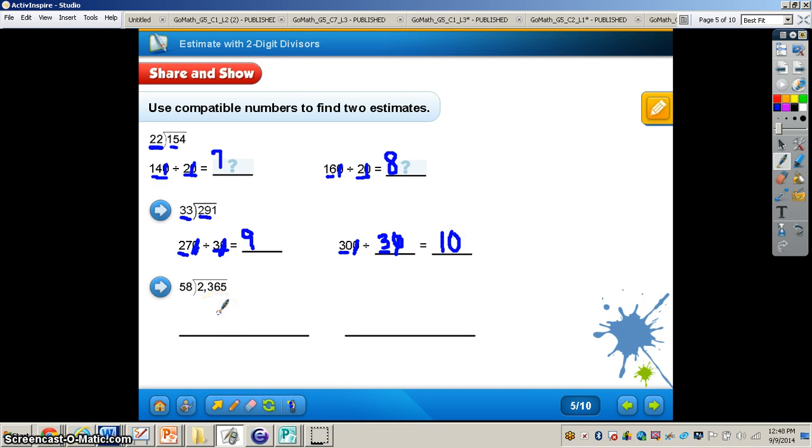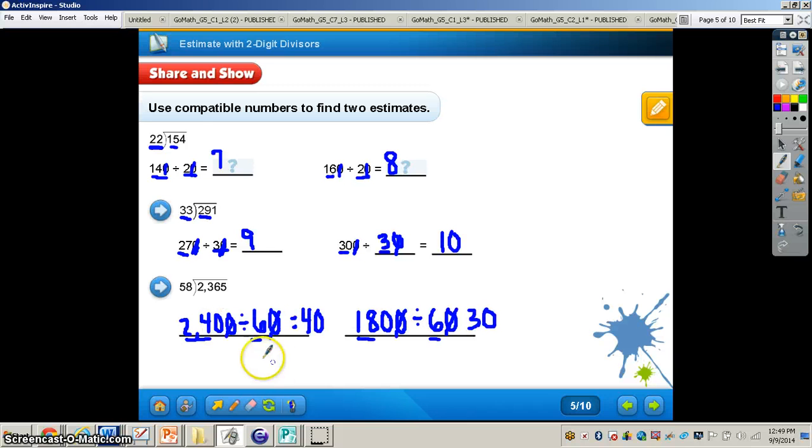Now what I want you to do for this next one, I want you to pause the video. You want to use compatible numbers to find 2 estimates, and when you're finished you can press play and I will have the answer for you. So pause the video now. Okay, you should have had 2,400 divided by 60 and 1,800 divided by 60. You should have had 40 for one answer and 30 for the other answer.